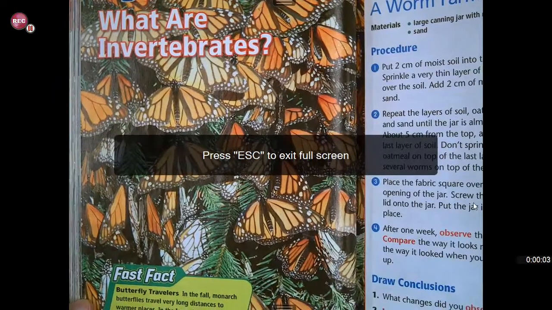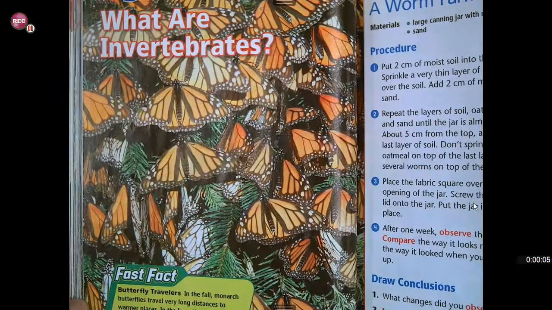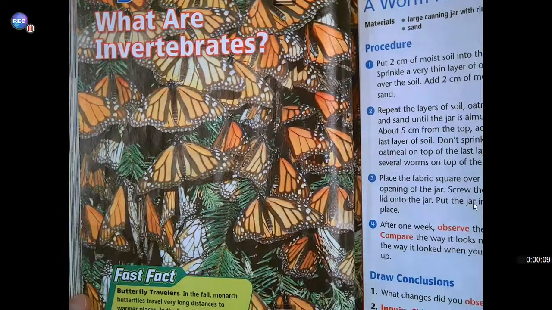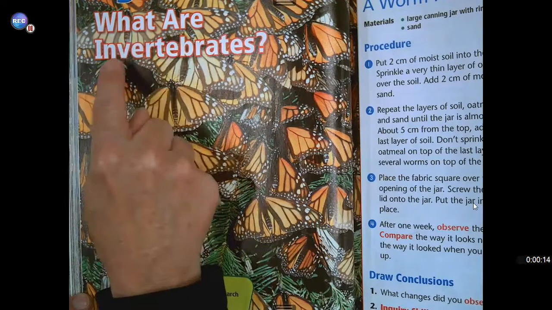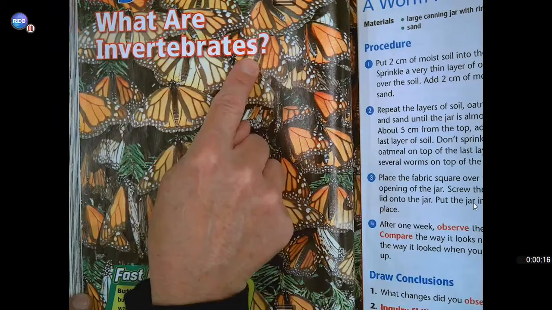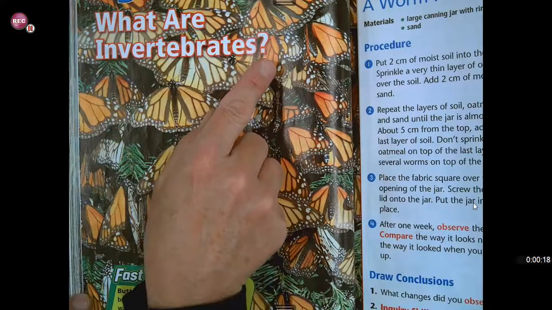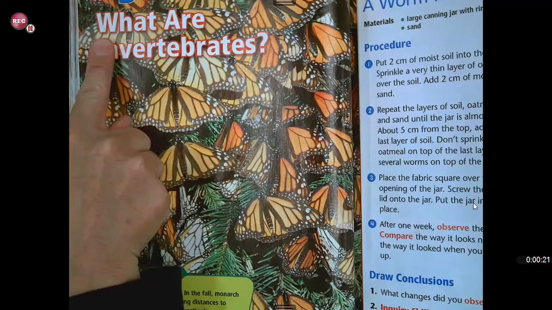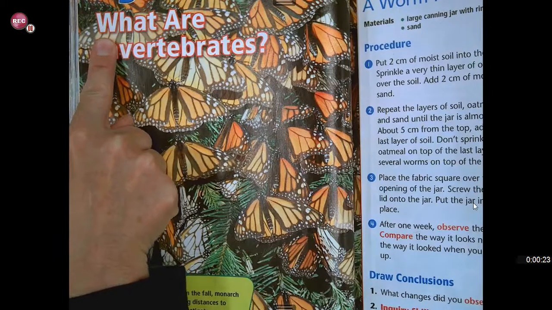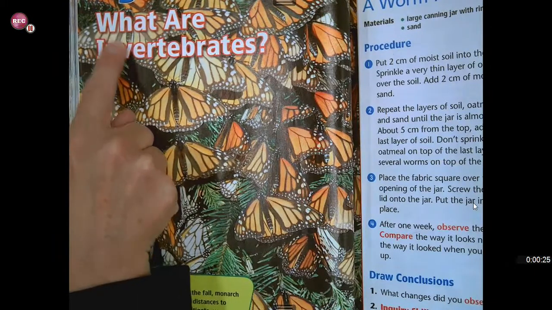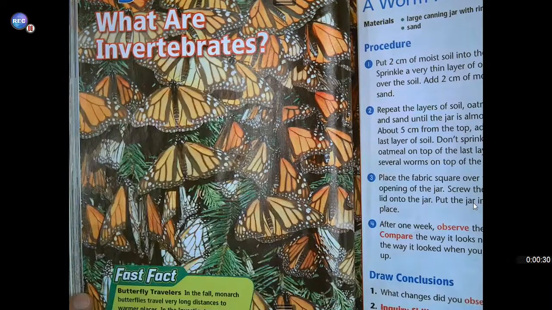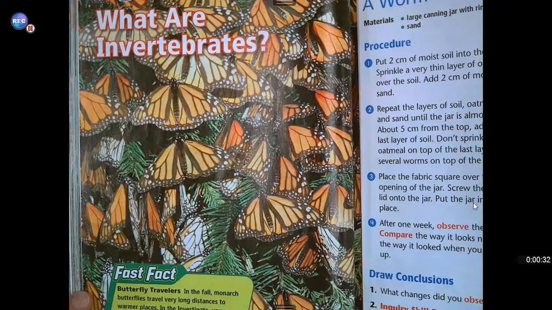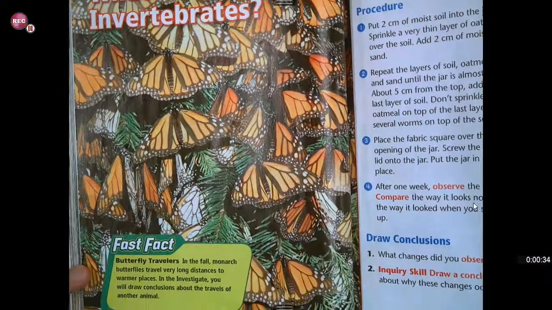Hi, third graders. We're going to read in our science book today on page 104. This week, we are working on learning about what are invertebrates. So we worked the week before spring break on vertebrates, which are animals with backbones. Well, in is actually a prefix, and it means not. So animals without backbones. So open up your science book and follow along with me.